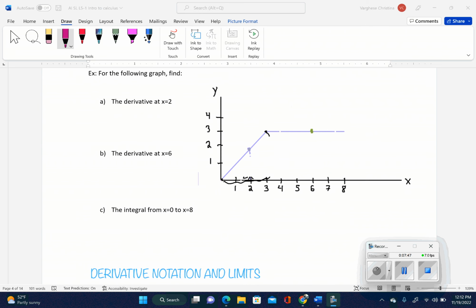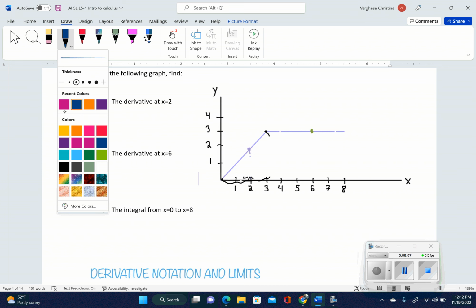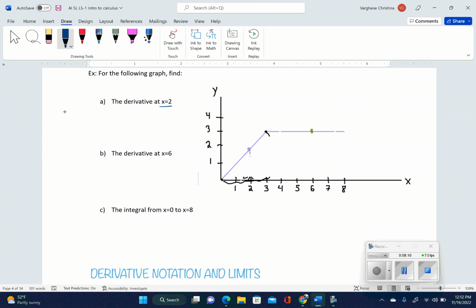Okay. All right, so this example that we're going to do right now ties in the basic concepts of calculus, which is finding the derivative at a point and then finding the integral or the area under a curve between 2 points. Okay, so let's do the first question first. It's asking us to find the derivative at x equals 2. So x equals 2 is right here. And basically, we've done this since probably algebra 1, so we're looking to find out what the slope of this line right here is.